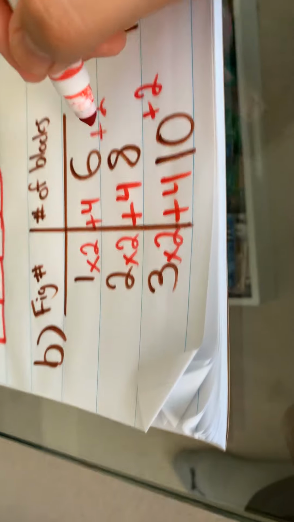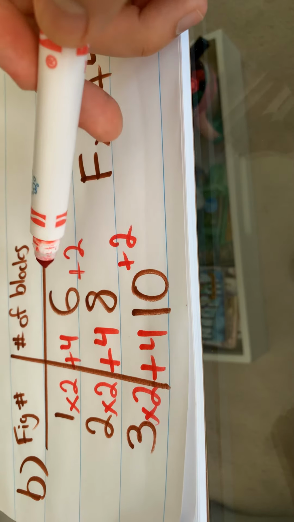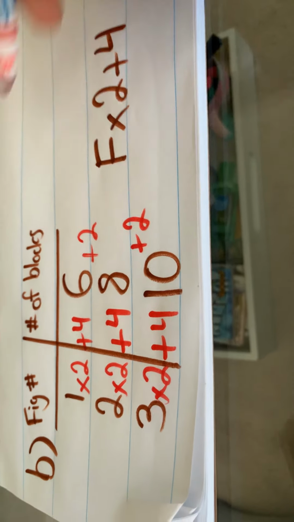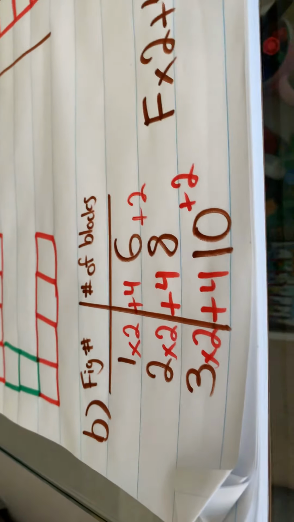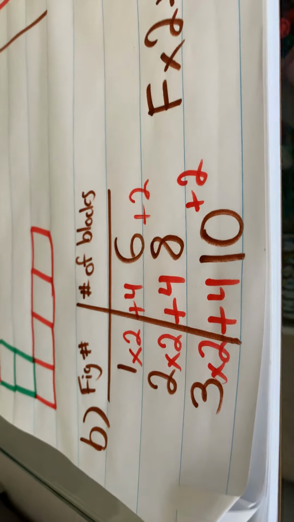I add 4, which means my algebraic expression is f for figure number, times 2, plus 4. And now that I have this, I could find out for any figure number. If I need to find out for the 17th figure number, all I would do is take out the f, put in the 17, and then just solve. All right? Let's look at Megan's.